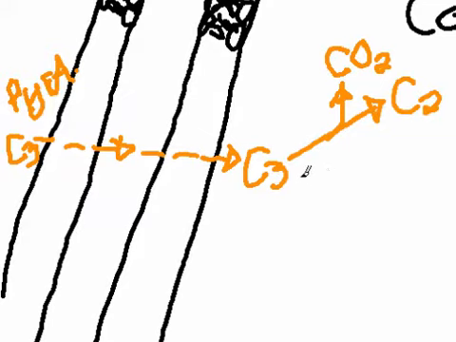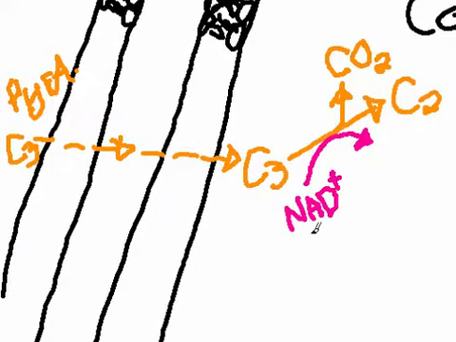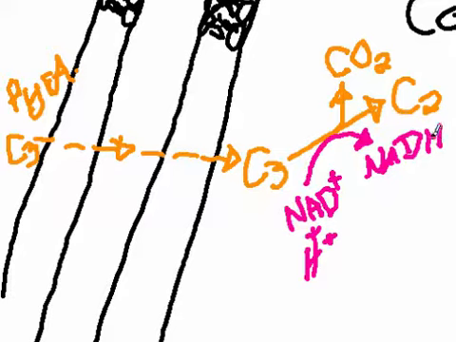When that happens, NAD+ picks up an electron, and a hydrogen ion picks up an electron from the pyruvic acid, and they turn into NADH, which is an electron carrier. That electron carrier is going to come into play later on.